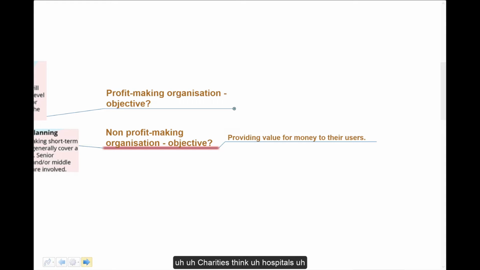Think charities, think hospitals, think generally NGOs or non-governmental organizations. They're not about a percentage profit increase month on month, quarter on quarter, year on year. They're about value for money. And indeed, I'd probably go a little bit further than that definition, which I've cut and pasted from the study hub. I'd say some of these not-for-profit organizations are about causes, about social causes.